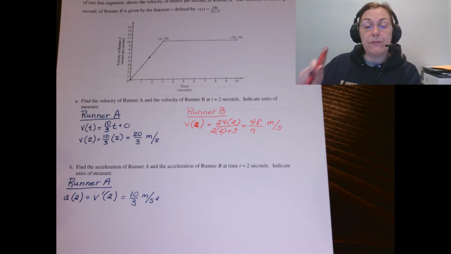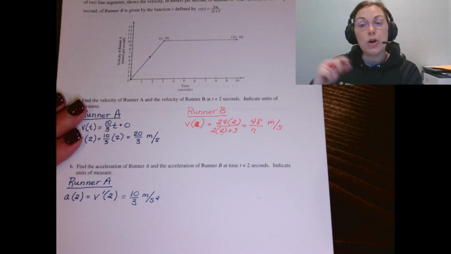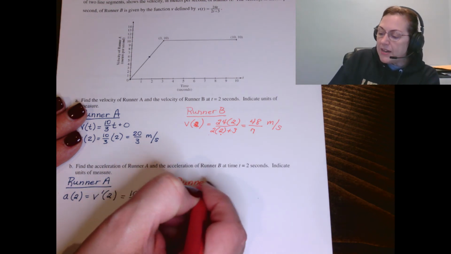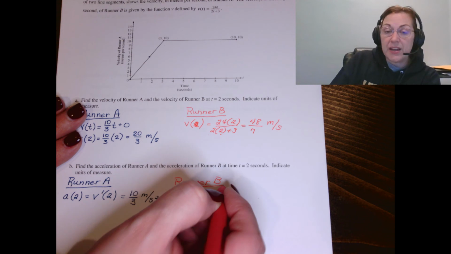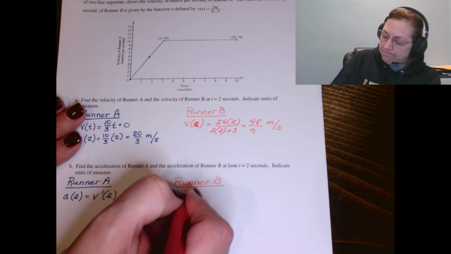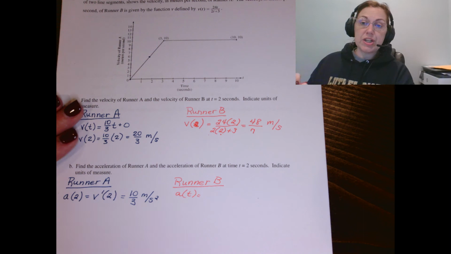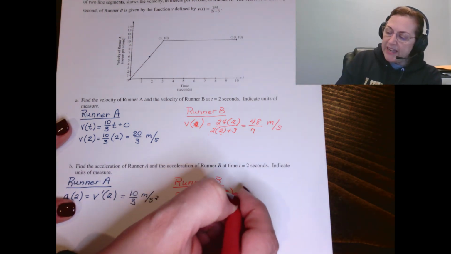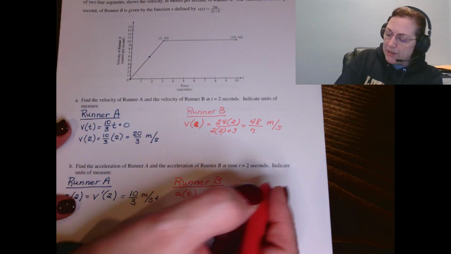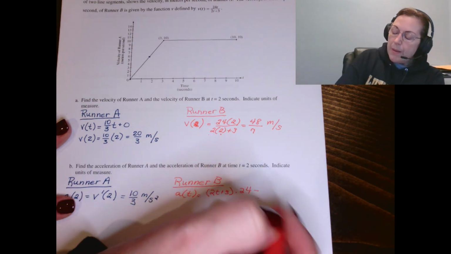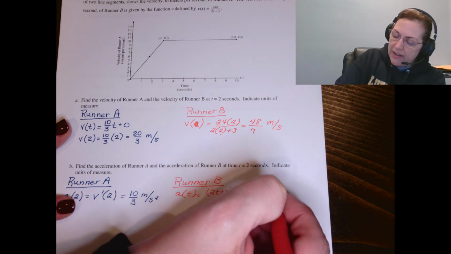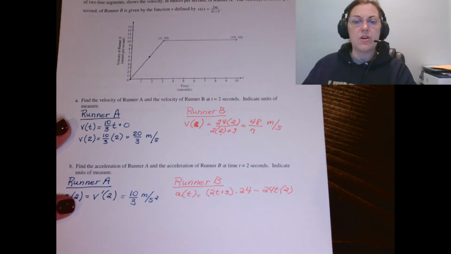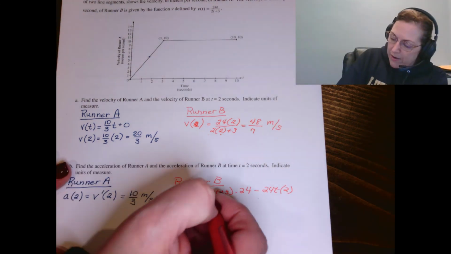Now let's do the same for runner B, but this time, again, we have an equation. So we're going to have to take our derivative, not as a slope, but by using the quotient rule. So you're going to do low, which is 2t plus 3, d high, the derivative of the top, which would be 24, minus the top, 24t, times the derivative of the bottom, which in this case would be 2, all over the denominator squared.